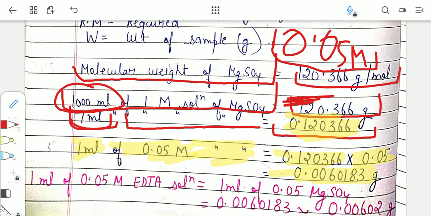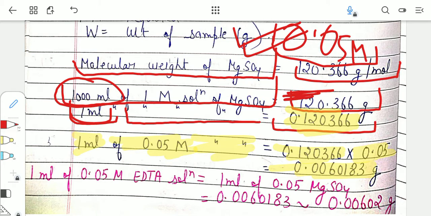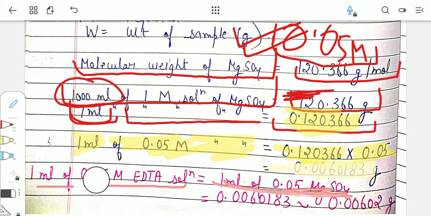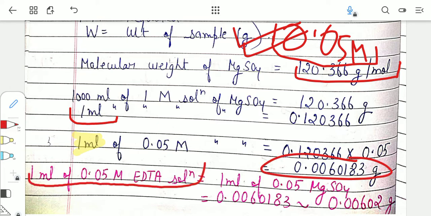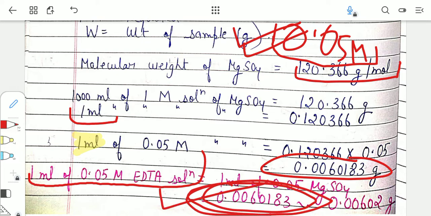You can see that we have carried out the preparation as well as the standardization of this EDTA solution in that video. So it means that 1 ml of 0.05 molar EDTA solution is equal to 1 ml of 0.05 molar magnesium sulfate, and 1 ml of 0.05 molar magnesium sulfate we have calculated has these many grams. It means that with 1 ml of 0.05 molar EDTA solution, these many grams of magnesium sulfate will react. So this is the equivalent factor of magnesium sulfate for 1 ml of EDTA solution.